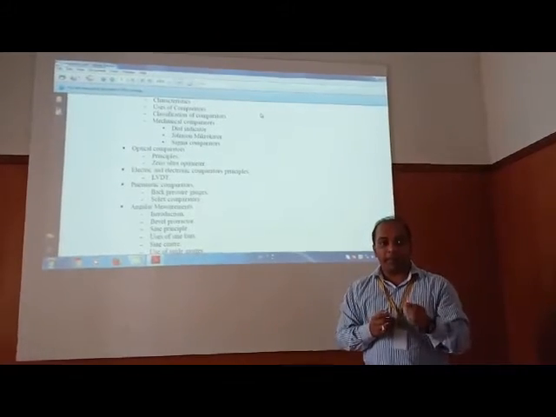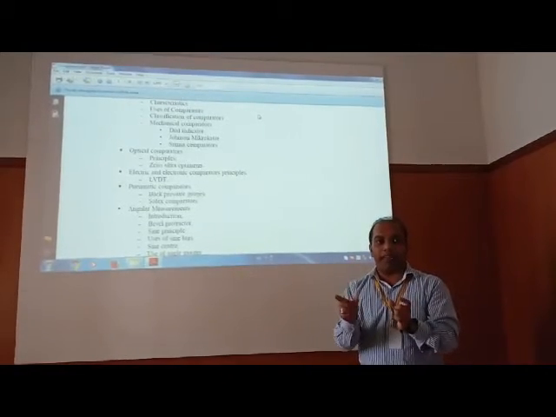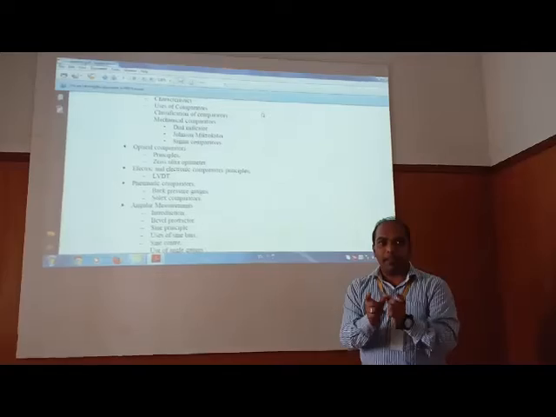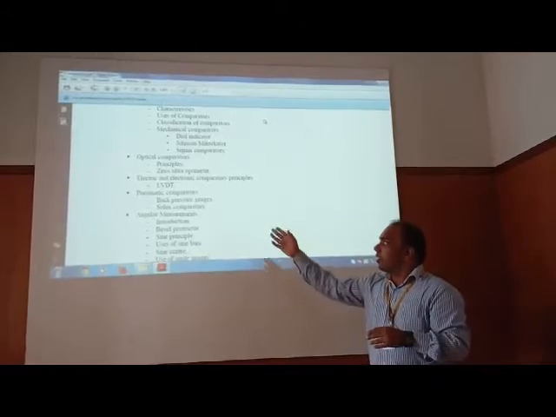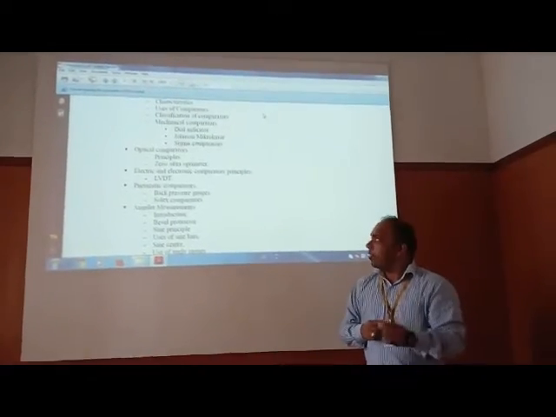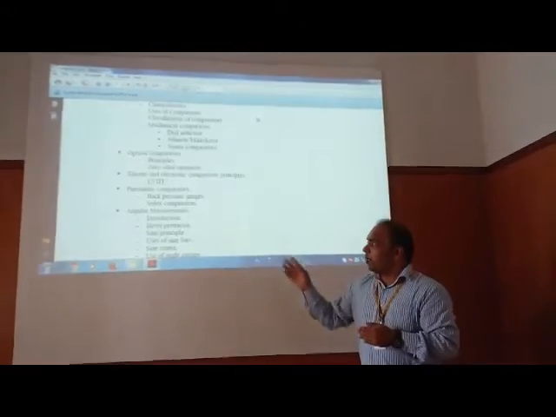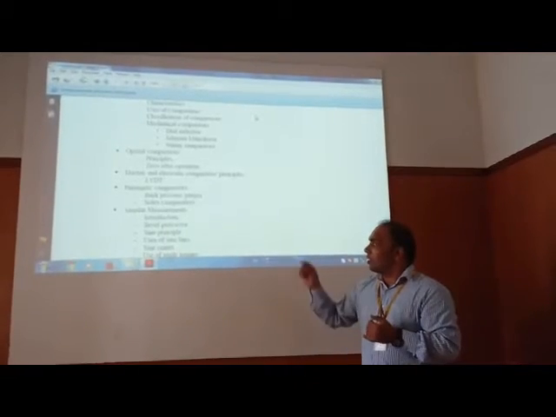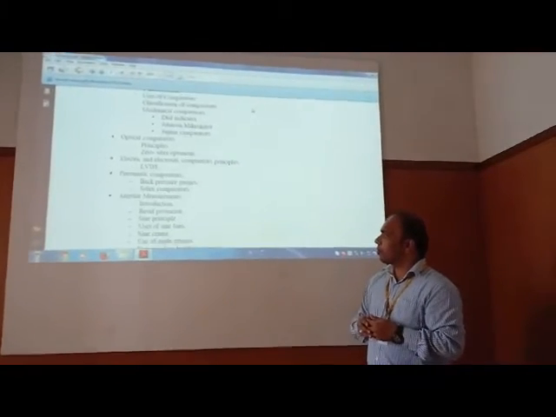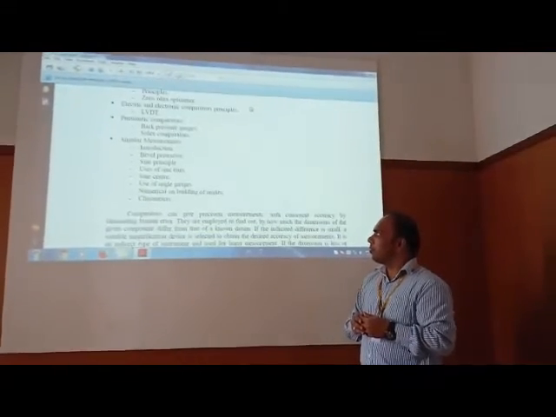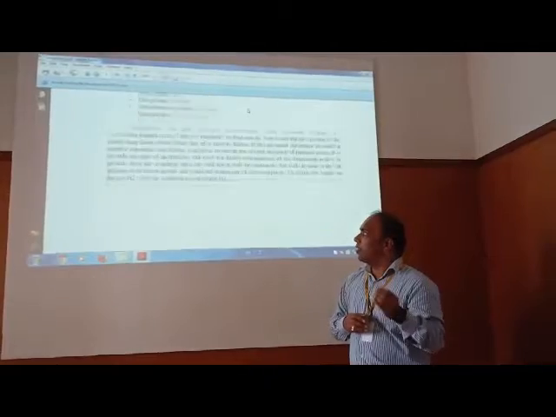As we all know, the definition of a measurement system is comparison of an unknown with a standard quantity, and that's why the comparator. Pneumatic comparators are defined in two forms: back pressure gauge and Solex comparators. Next will be angular measurements: bevel protractor, use of sine bars, sine centers, use of angle gauges. Then we are going to solve different numericals on building of different angles.